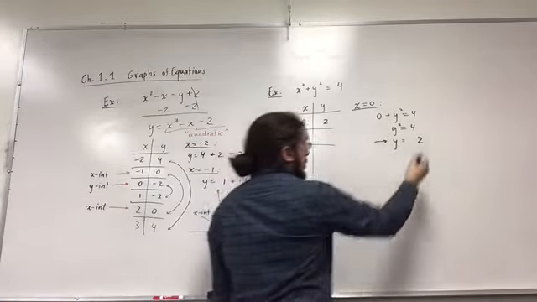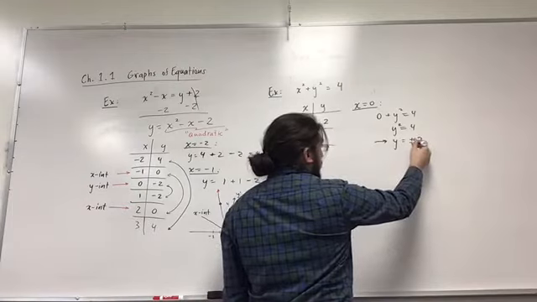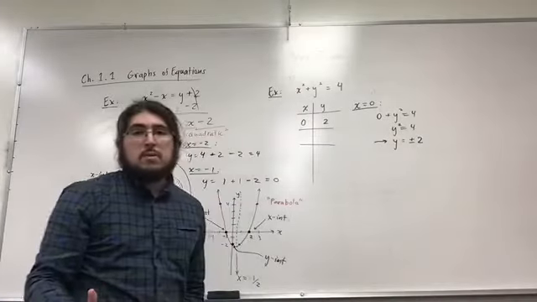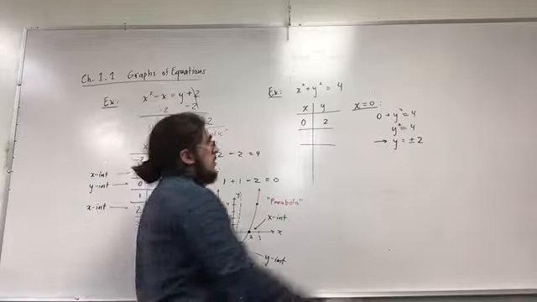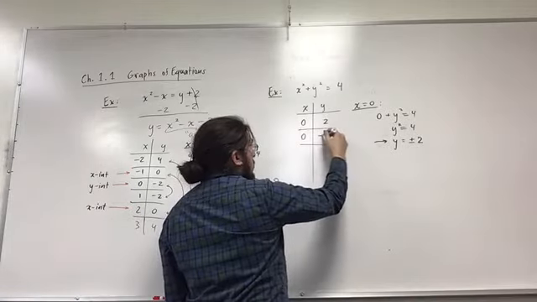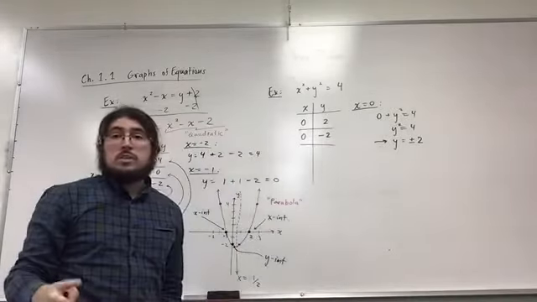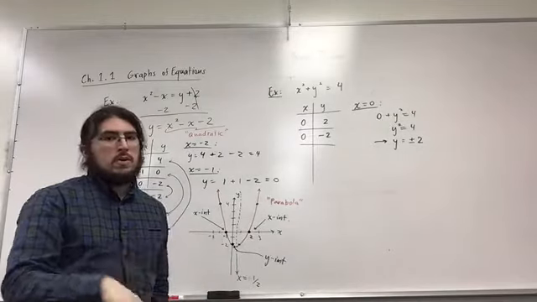The reason is that though positive 2 squared is positive 4, negative 2 squared will also give you positive 4. So the answer here really is (0, 2) and (0, -2). There are two solutions that correspond to that; we'll see more in a later chapter.